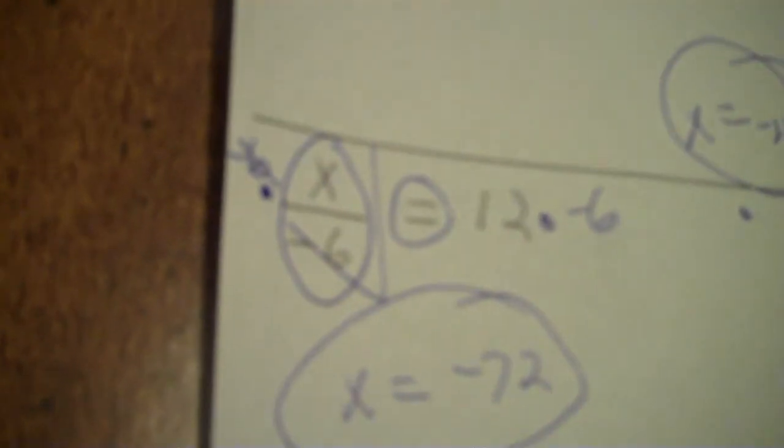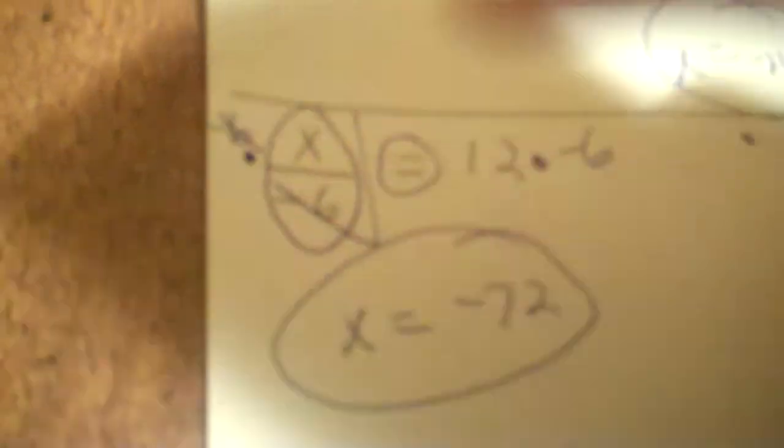You're welcome to check your answer. Okay, x divided by negative 6 was the original operation. So if x is negative 72 divided by negative 6, it should be 12, the original number, and 12 is.